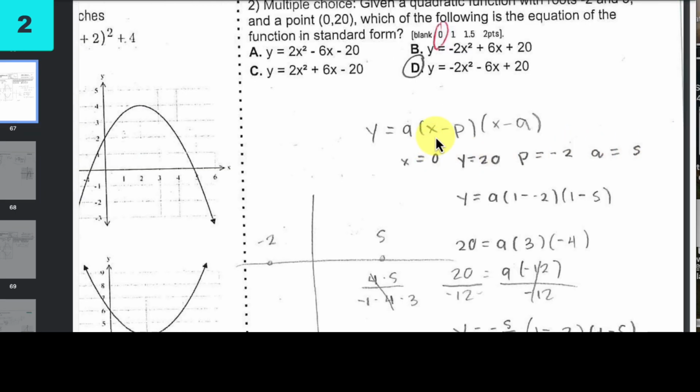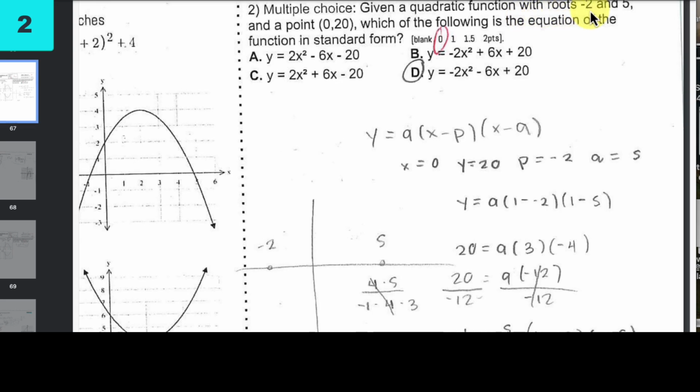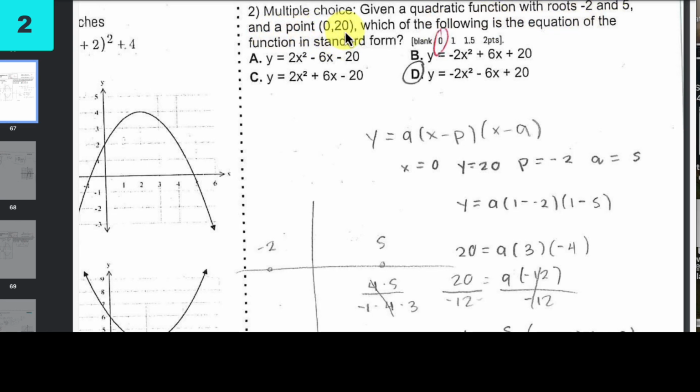Okay, question number 2 says you're given this quadratic with roots -2 and 5 and a point (0, 20). So the student recognizes that x is 0, y is 20, which is good. P value is -2 and the q is 5. So these are all good. Then they put them in here. So p is -2, q is 5. Good. Here's where they went wrong.